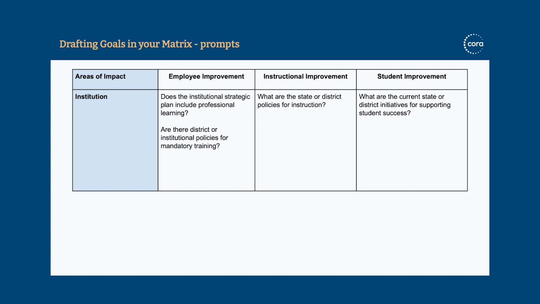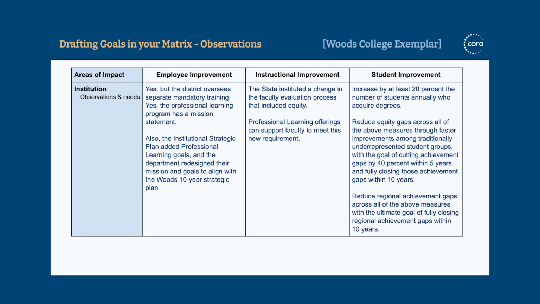So for this next exercise, we will identify the top area of impact and draft some goals for your program. So here again, based on the Woods College area, the area of impact is the institution. So here you see from that matrix that you used in module 2, we have the same table that looks at the institution as the area of impact and has the prompts for employee improvement, instructional improvement, and then student improvement. So based on Woods College, the area of impact was the institution that we also reviewed in Module 3.